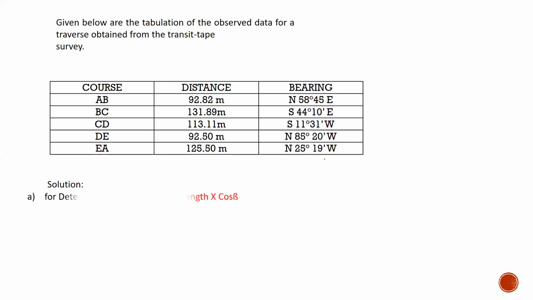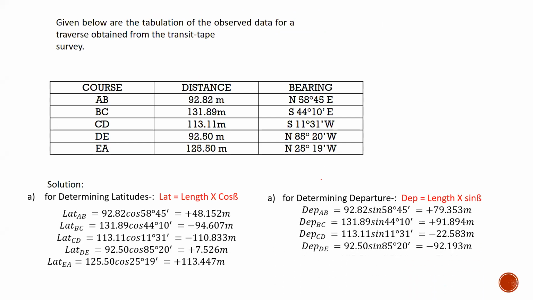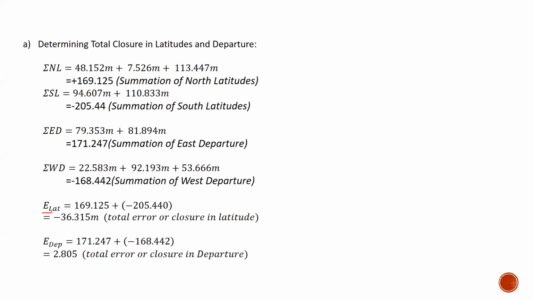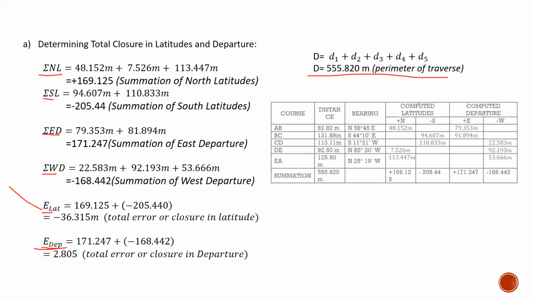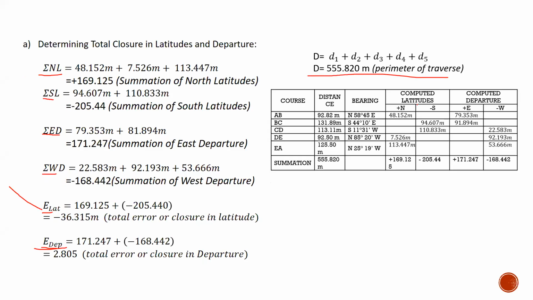And we have here the illustrative problem. Number 1 is to determine muna yung latitude natin. And next muna yung departure. And after that, we need to determine the total error in latitude and total error in departure by summation of the north latitude and the summation of the south latitude for the error of latitude, and the summation of the east departure and summation of the west departure for the error in departure. And after that, we need to determine the total perimeter so we can solve for the correction.